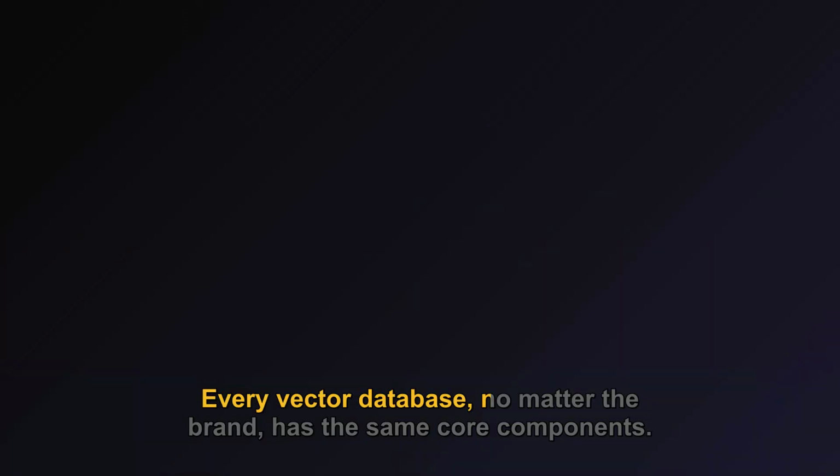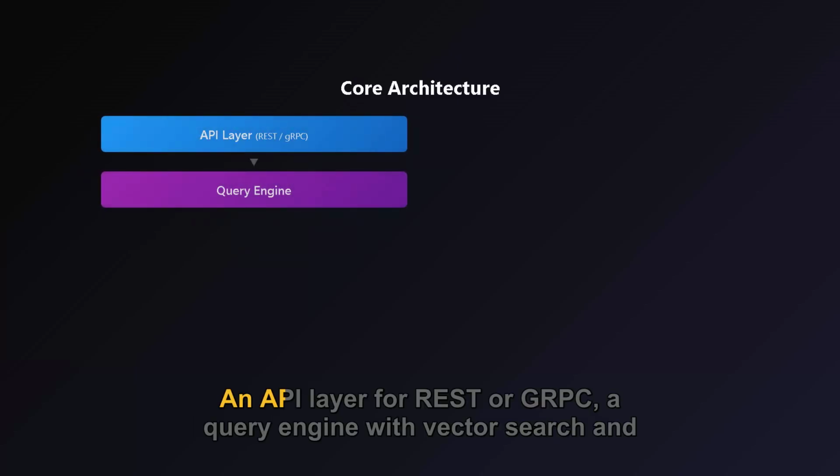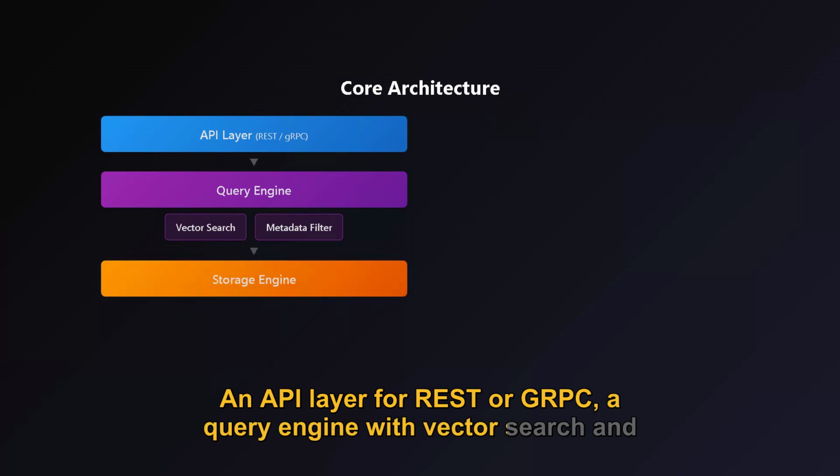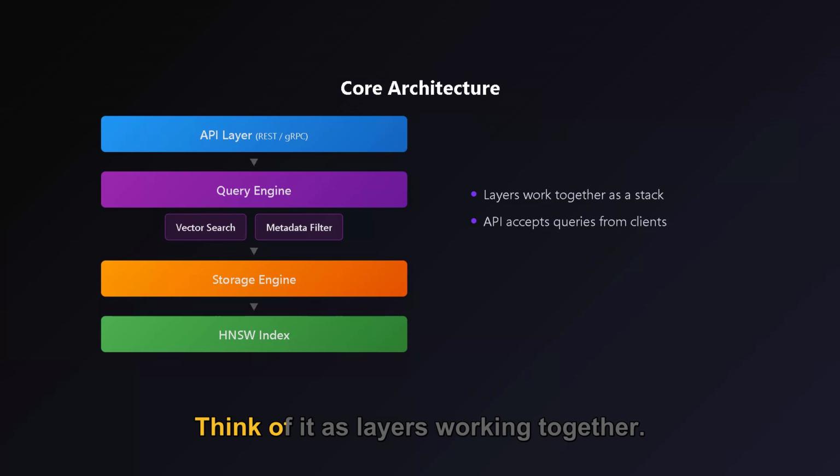Every vector database, no matter the brand, has the same core components. An API layer for REST or gRPC, a query engine with vector search and metadata filtering, a storage engine, and an index like HNSW. Think of it as layers working together.